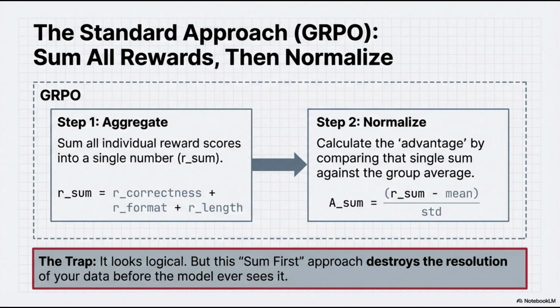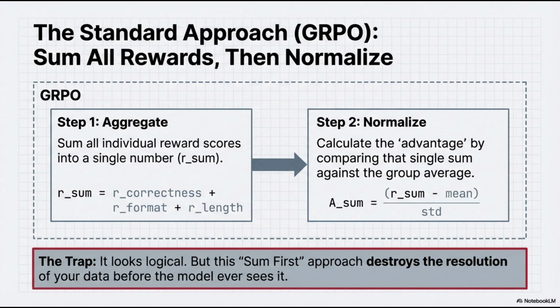This is Group Relative Policy Optimization, and it's what DeepSeek R1 introduced last year, and everyone has used for reasoning models. Group Relative Policy Optimization follows a simple two-step logic. Step 1 is aggregate. You take all your individual reward scores, correctness, format, length, and you simply add them together into a single number. RSum equals R correctness plus R format plus R length. Simple addition.